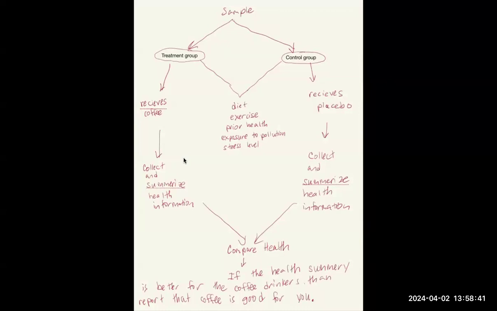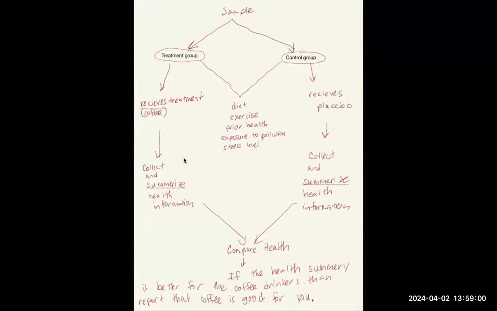Then the treatment group receives the treatment, or coffee, or whatever it is, or drug. And then the control group, we usually give them something that's called a placebo.